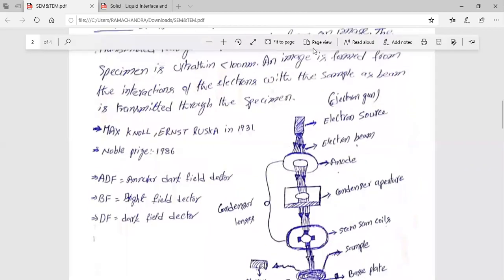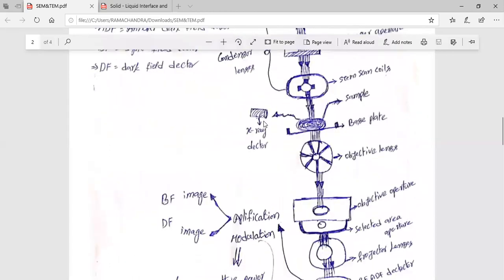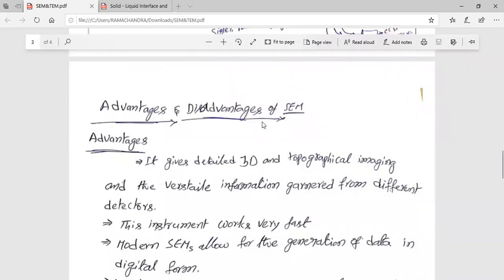Next we discuss the applications of nanoparticles, or rather we already discussed the applications of nanoparticles. Here we discuss the advantages and disadvantages of these two microscopy techniques. First we discuss the advantages and disadvantages of scanning electron microscopy. What are the advantages of scanning electron microscopy?